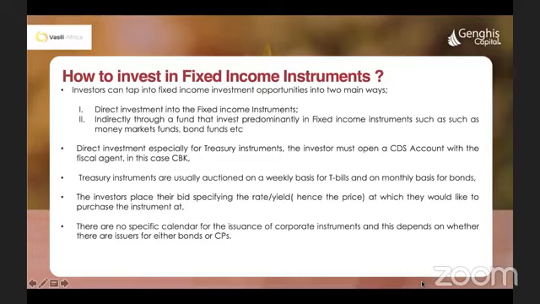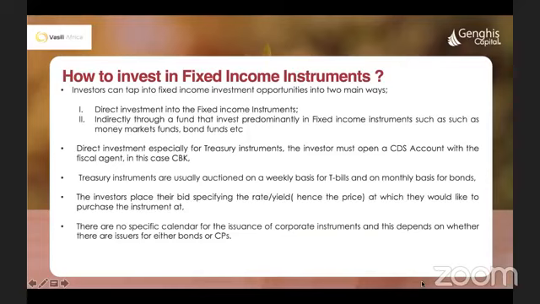Direct investments, as I've already said, means you have to open what we call a CDS account with the fiscal agent for Kenya. If you're doing treasury bonds for Kenya, which in this case is the CBK, you have to open a central bank CDS account with the CBK where your bonds will sit. Then for treasury bills, the auction is usually on a weekly basis, and the auction for treasury bonds is usually on a monthly basis. Every month, the government will float a bond, and every week, the government will float 91-day, 182-day, and 364-day instruments for investors to bid.